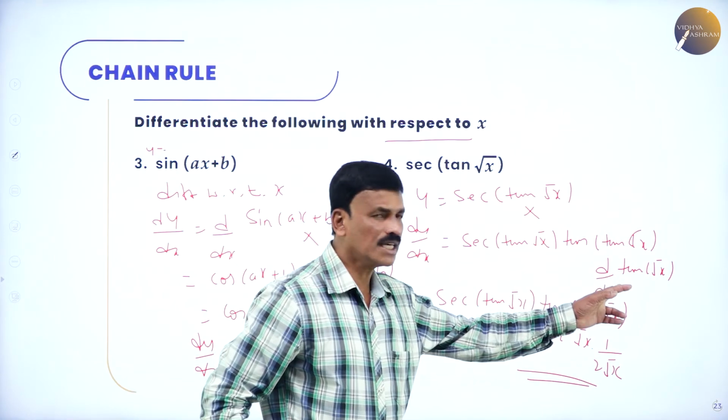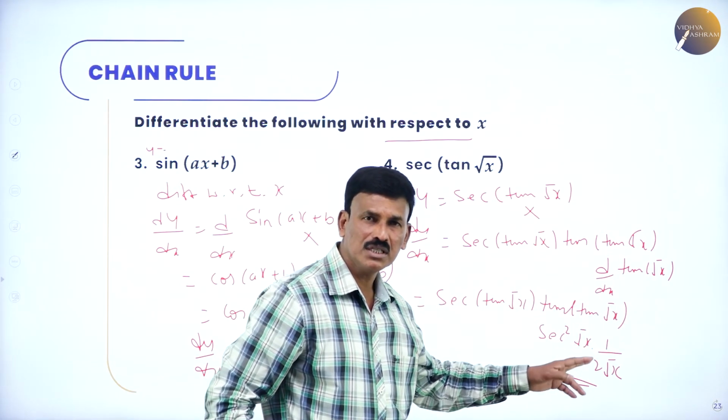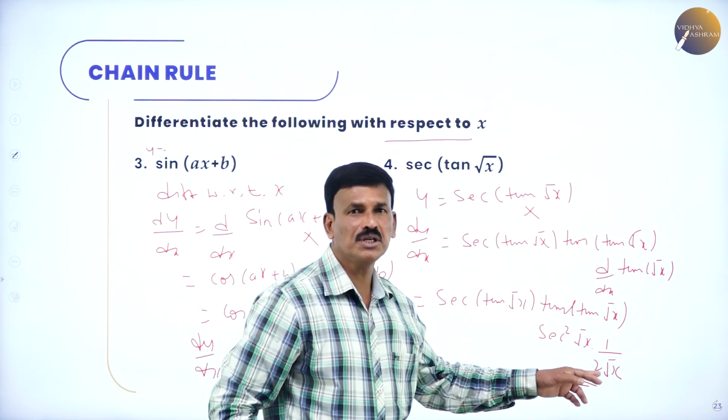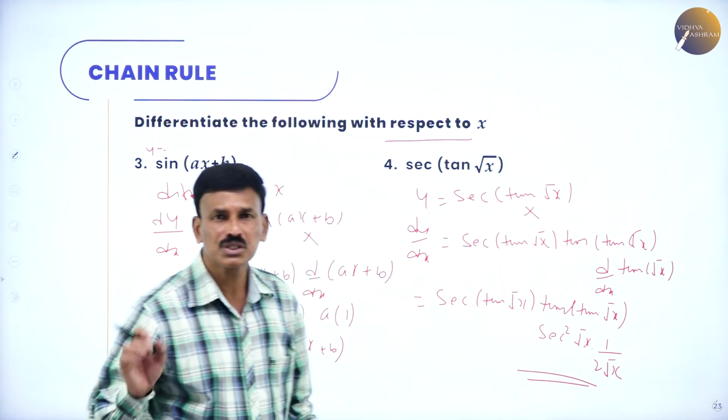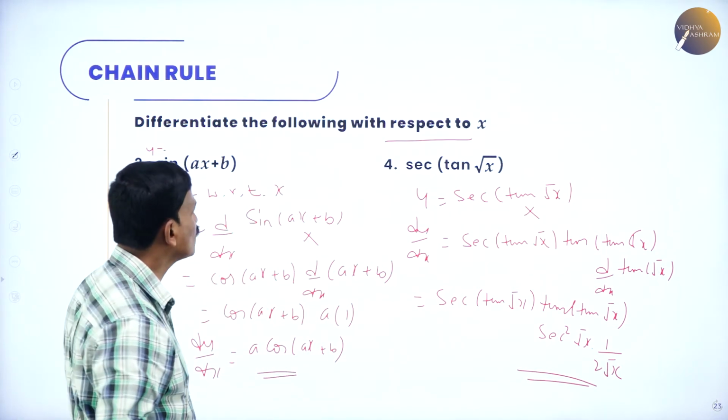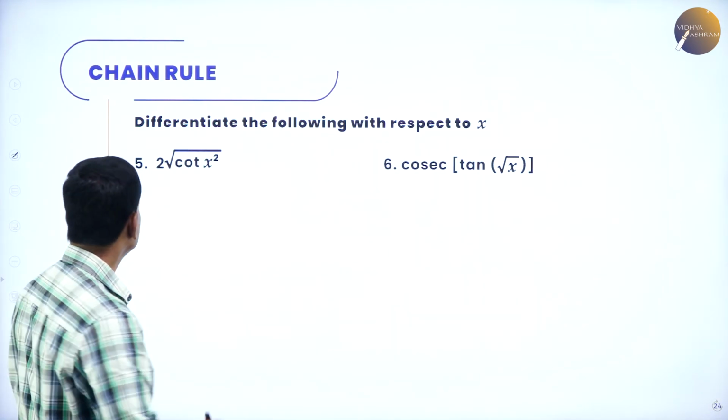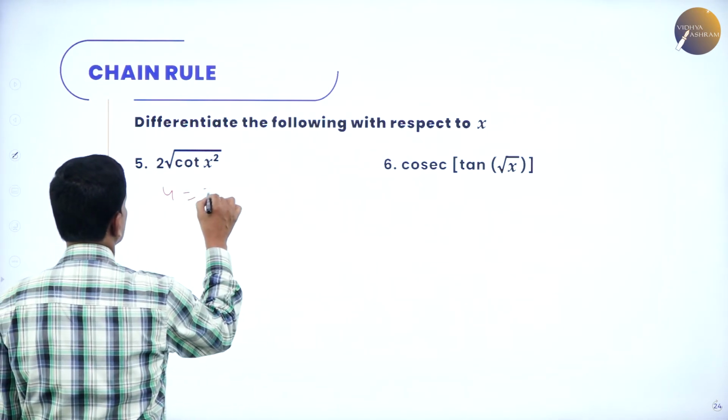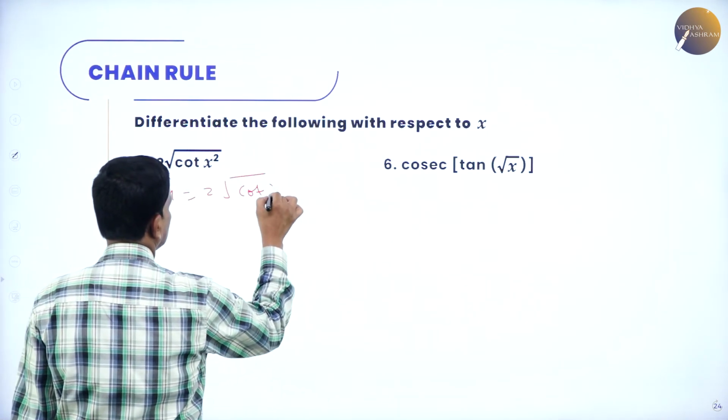So how to differentiate tan? Differentiation of tan is secant square, instead of x it is root x, into d by dx of root x, which is 1 over 2 root x. Hope you followed. Okay. Now let us come to the next problem. What is the next problem? y is equal to 2 root cot x square.